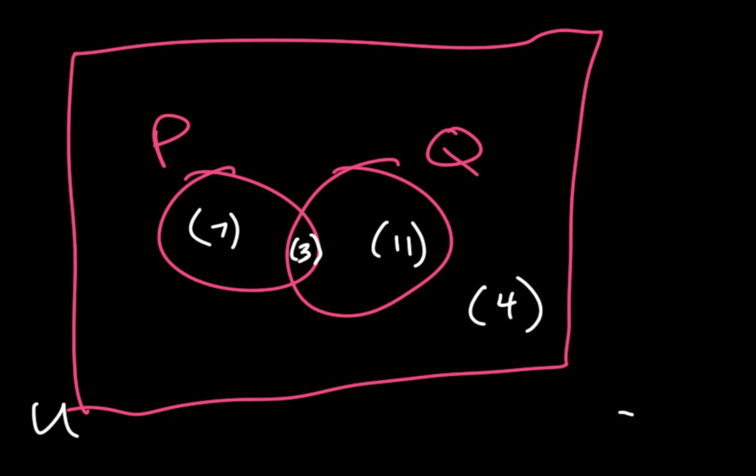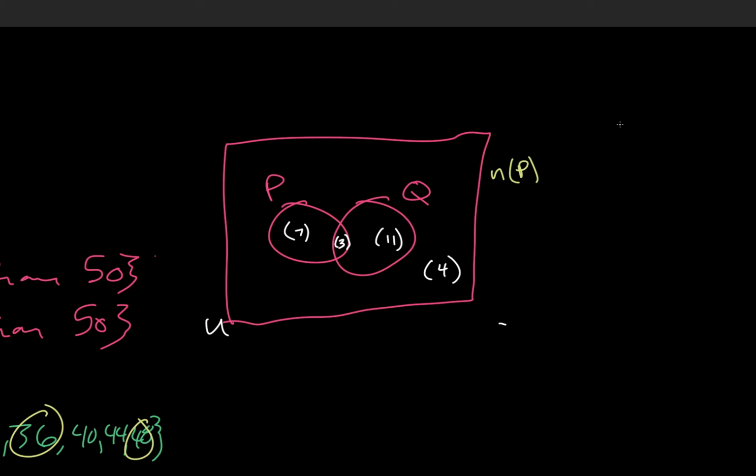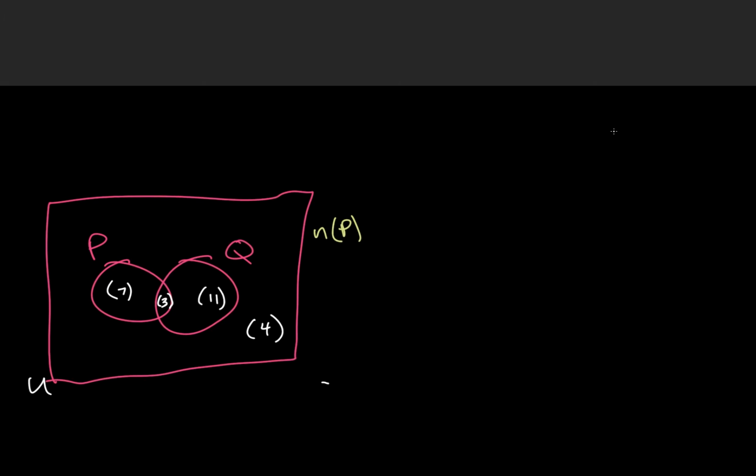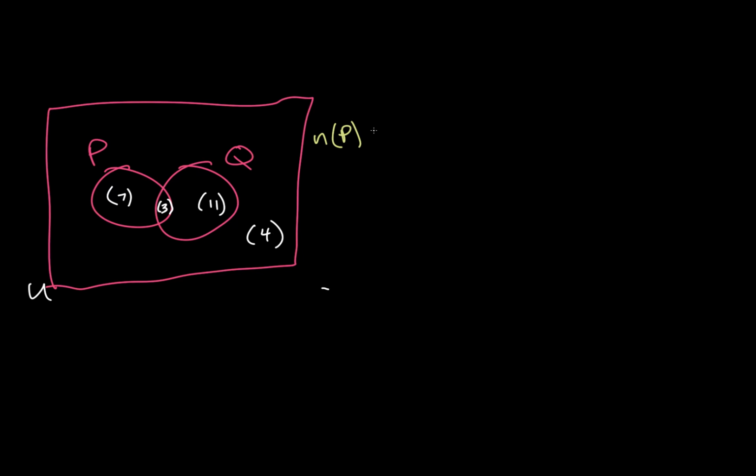It says use the Venn diagram to find the number of elements in P. So we're asked to find n of P. I'm going to zoom back out. We have to add up the regions within P. This 7 represents 7 elements in P, and this 3 is 3 in the intersection. But since P is considered the entire circle, we have to add those together. So it's 7 plus 3, and the answer to that one is 10.